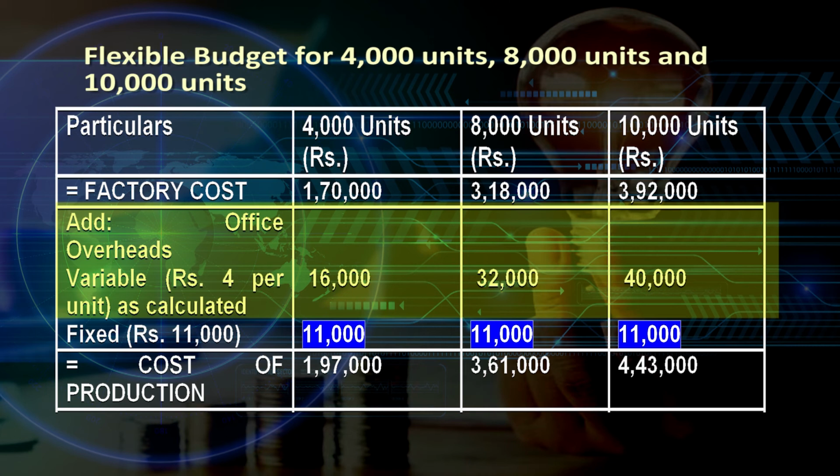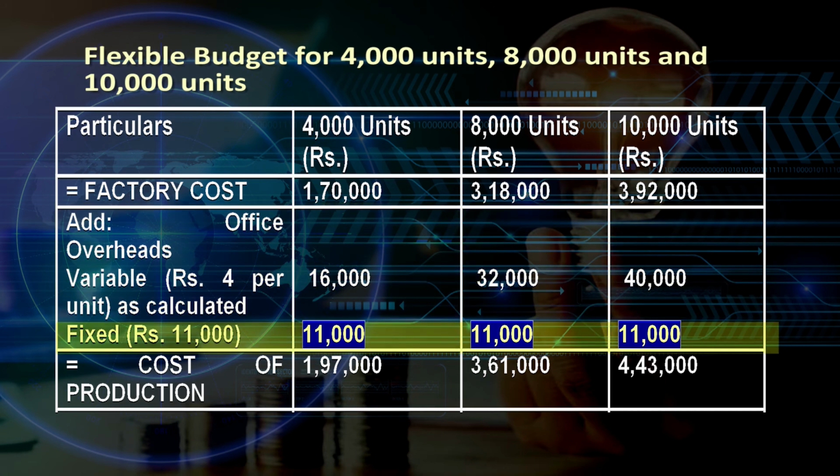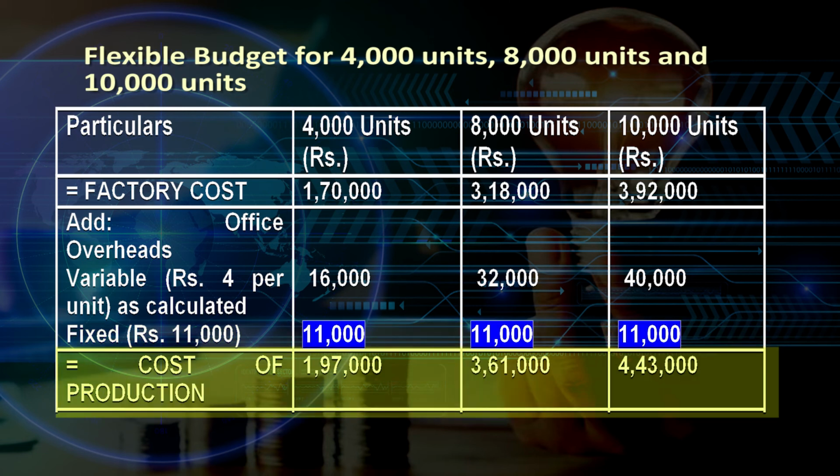Now, we shall add office overheads calculated in working note number 2. The variable component, rupees 4 per unit as calculated, will be rupees 16,000, rupees 32,000 and rupees 40,000 respectively. However, the fixed office overheads will remain fixed at rupees 11,000 for all the 3 levels. And now we get the cost of production, which is the sum total of factory cost and office overheads. It comes to rupees 1,97,000, rupees 3,61,000 and rupees 4,43,000.